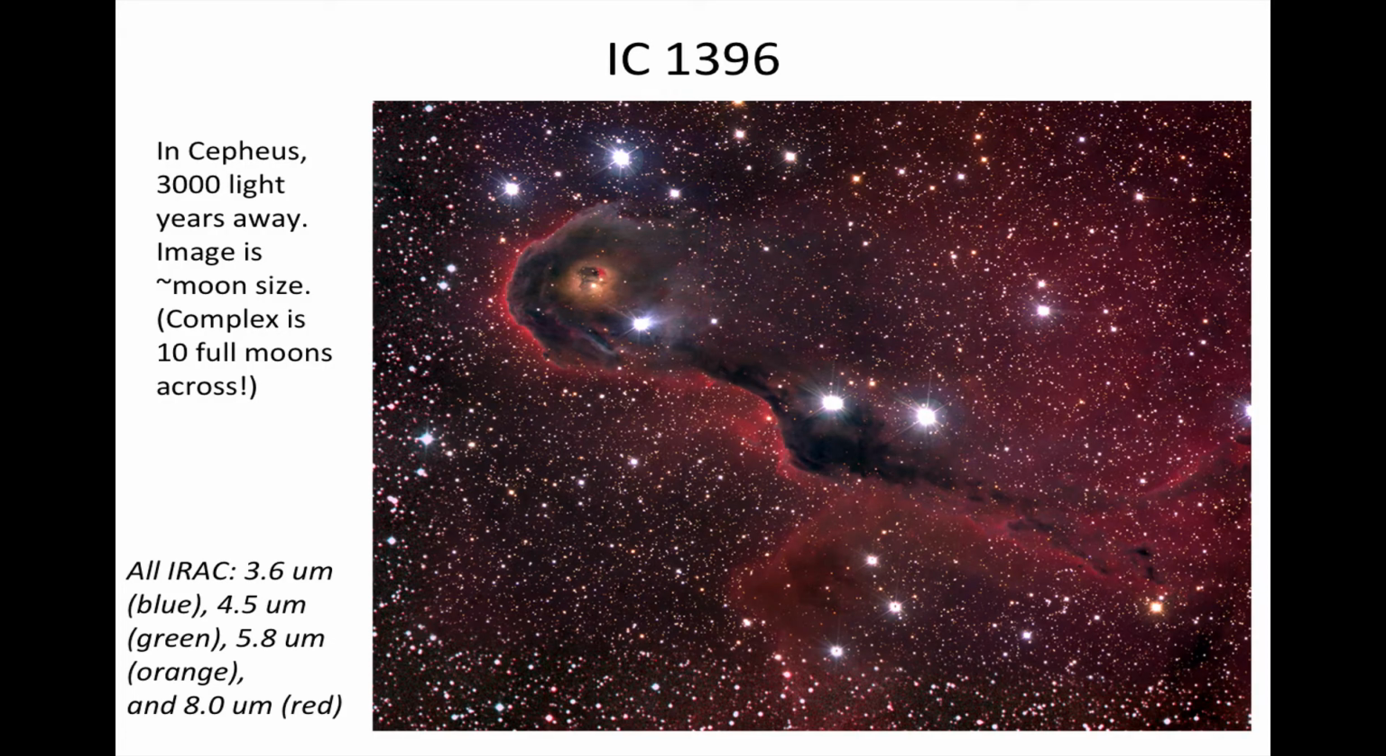So this is a relatively nondescript globule called IC 1396. This is an optical image. And this thing is in Cepheus. It's about 3,000 light years away. This image is about the size of the full moon. It's part of a complex. This globule is part of a complex that's 10 full moons across. So it's part of an enormous complex.